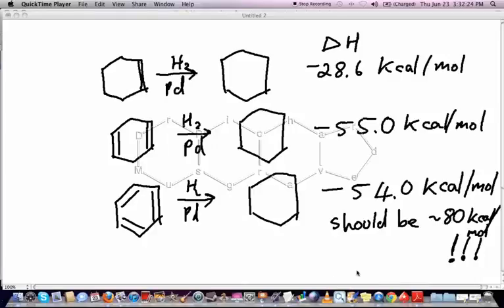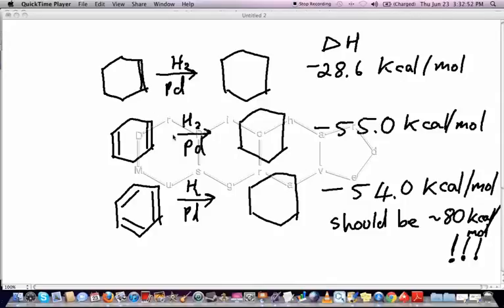I'd like to give you an introduction to aromaticity. And first of all, what I'd like to talk about are the hydrogenation energies of compounds that have multiple double bonds. So we'll start off with cyclohexene, which has just one double bond, and we hydrogenate it. We get minus 28.6 kilocalories per mole. What that tells us is the amount of energy that we get when we hydrogenate this compound. That tells us we have about 28.6 kilocalories tied up in this double bond.